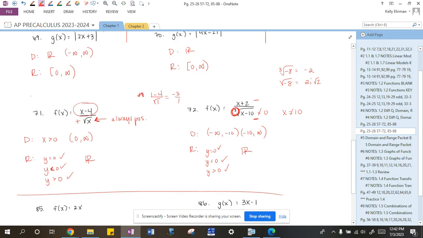You might want to graph these just because they might look interesting on your graphing calculator, but you don't have to.